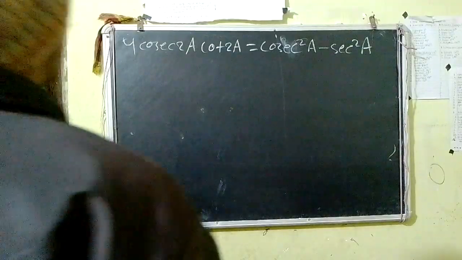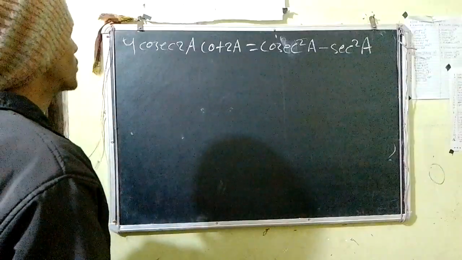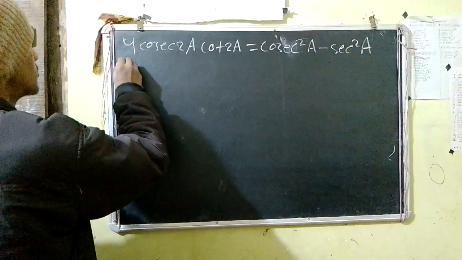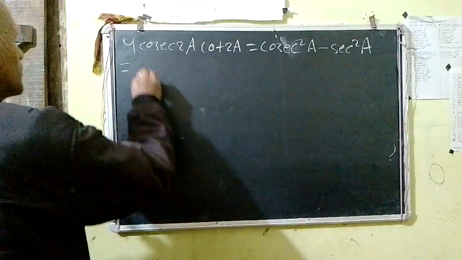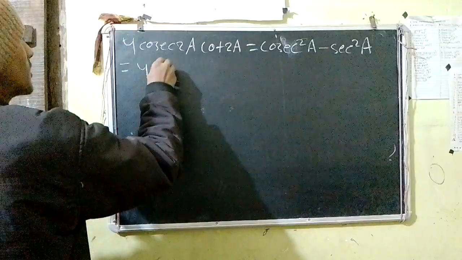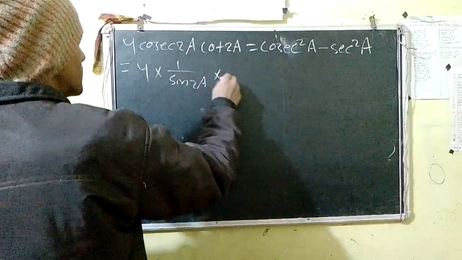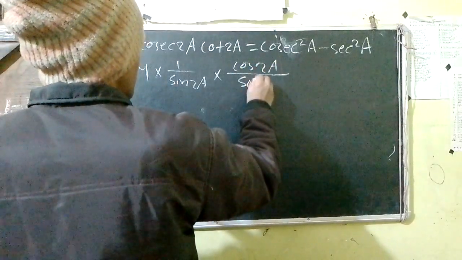Alright, we have this problem to solve. Again, try to pause this video and solve it on your own first. If you're not able to do it, then continue the video. I'll solve the LHS now. 4, and cosecant can be written as 1 over sine 2a in this case, times this will be cosine 2a over sine 2a.